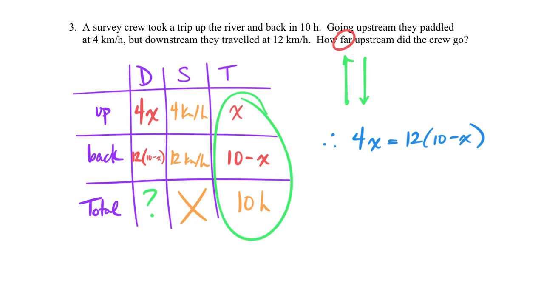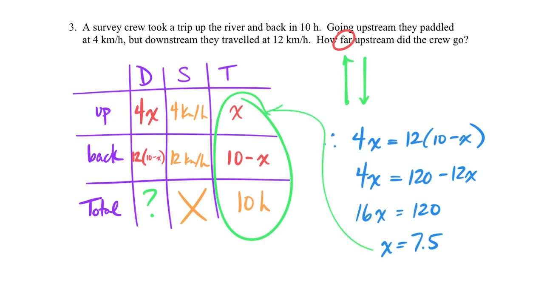Okay, that creates a super easy equation. We're probably expanding our brackets, isolating for x. Now, I need to take my 120 and I need to divide that by 16. And that is going to give me a value of 7.5. So what does that x of 7.5 represent? Well, if I go back to my table, that is telling me that x was my time. The question asked me how far. That means I need a distance.